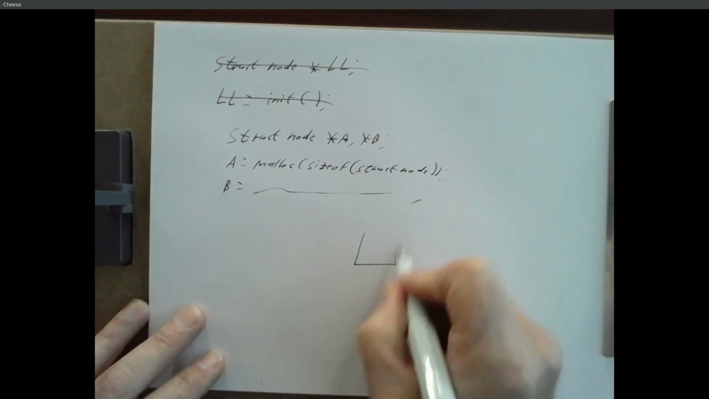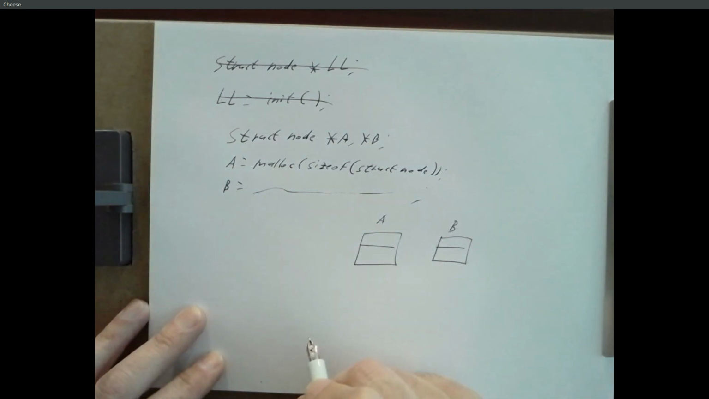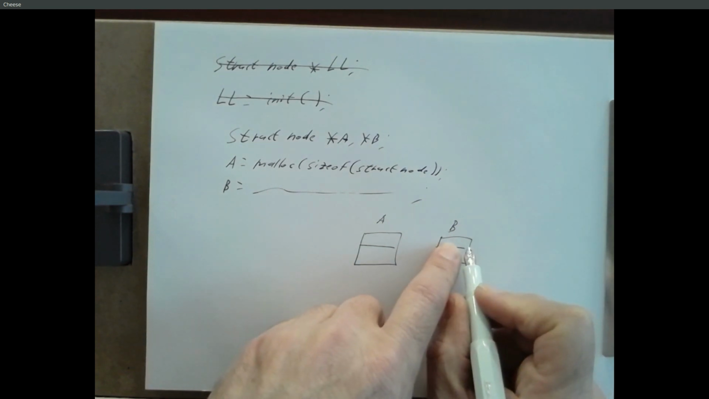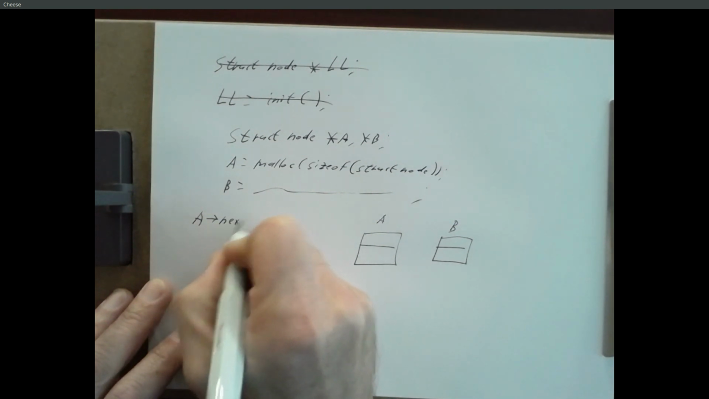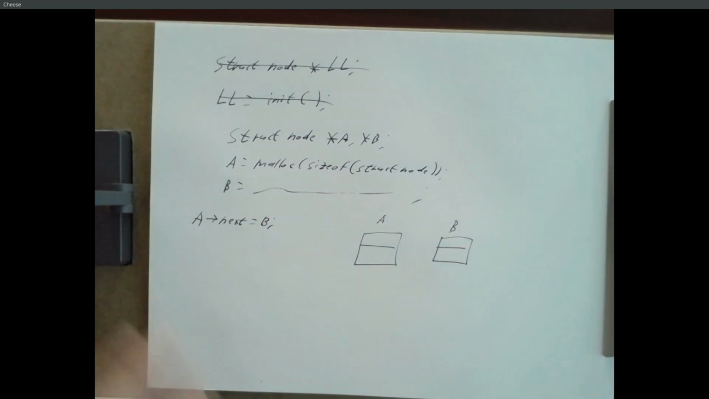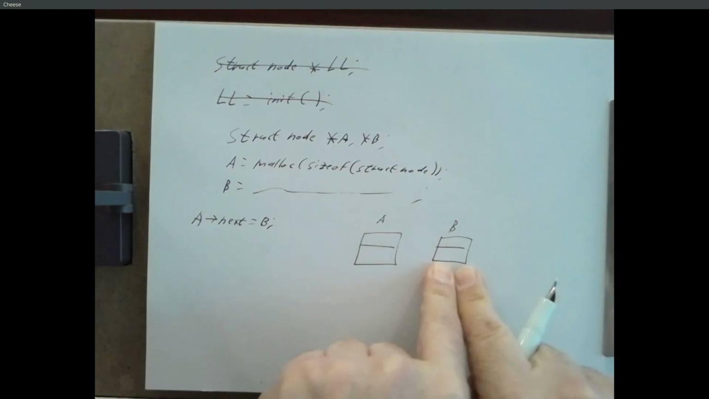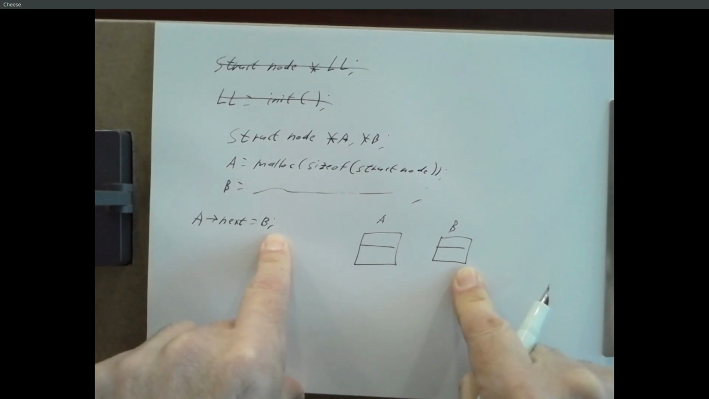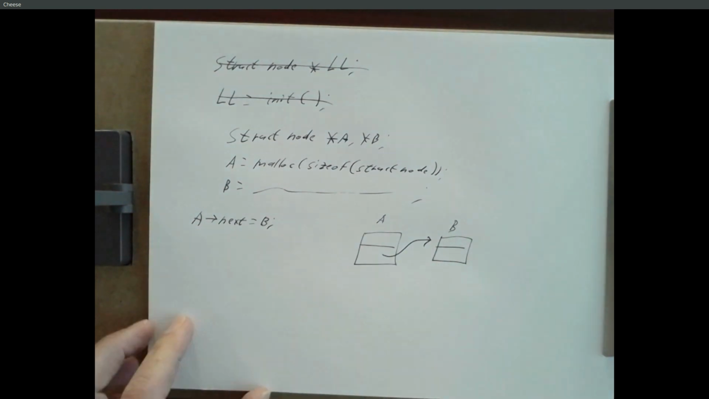So now you've got 2 struct nodes. If we want A's next field to point to B, it's as straightforward as this. The reason is that B is actually a pointer to this node. So B already has the address of the node. So when I say A arrow next equals B, I'm saying this is the address of that node B.